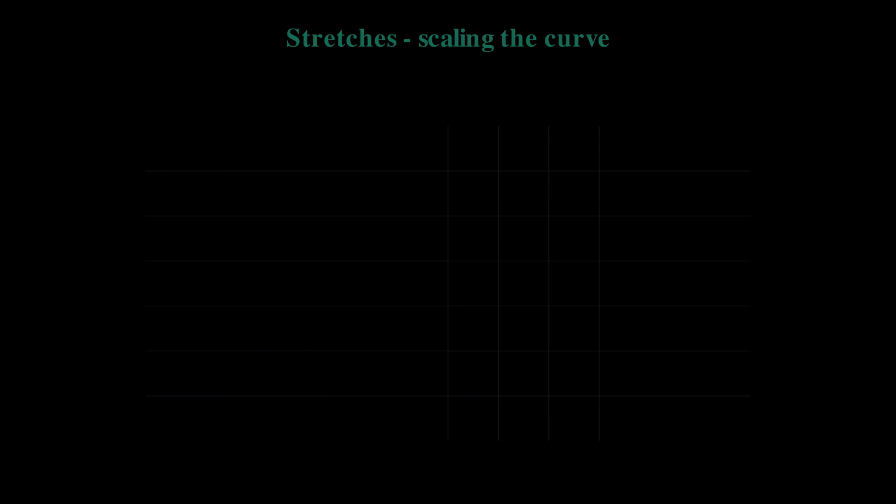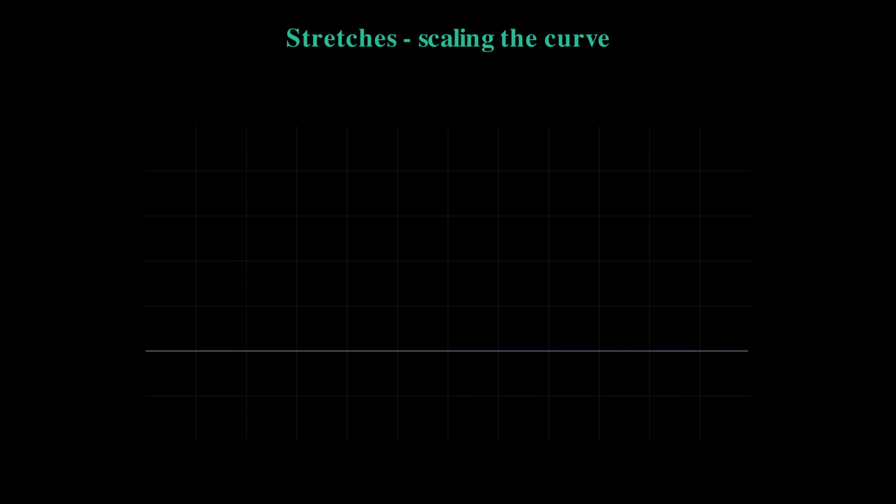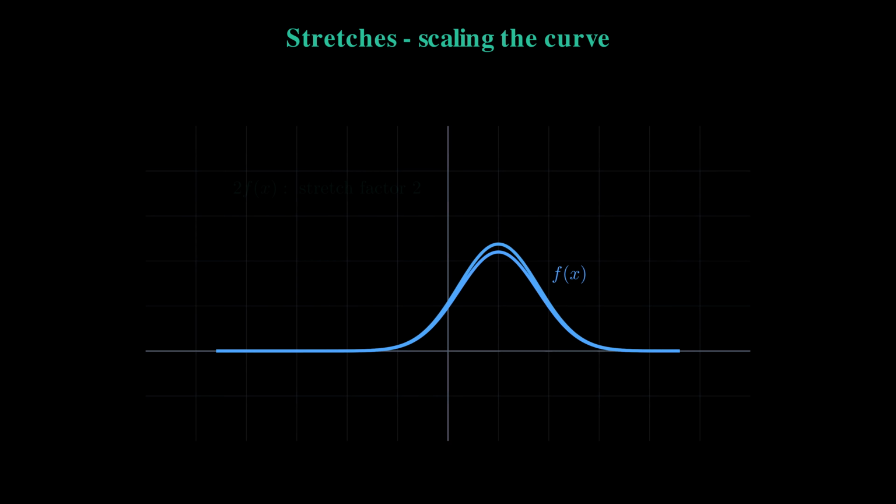The last move is a stretch, which scales the curve toward or away from an axis. Multiply on the outside, p times f of x, and every y value is multiplied by p. With p equals 2, every height doubles. The peak climbs from 2.2 to 4.4, while points on the x-axis stay put. That's a vertical stretch, factor p.